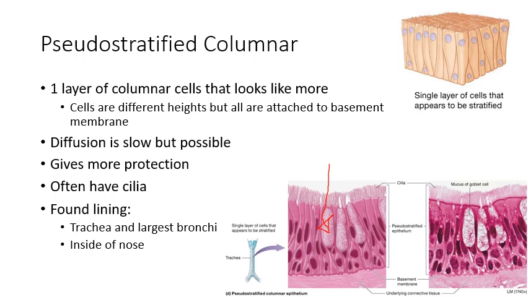The places to find it would be the largest bronchi in your lungs and then the trachea, which is your main airway there, leading out to the throat and then the mouth. Also inside of your nose, you'll find the pseudostratified columnar epithelium. So those are surfaces that are in more direct contact with the environment. They need more protection. You're going to have mucus there to trap any microbes or other particles that come in, and then cilia to move it up and out.